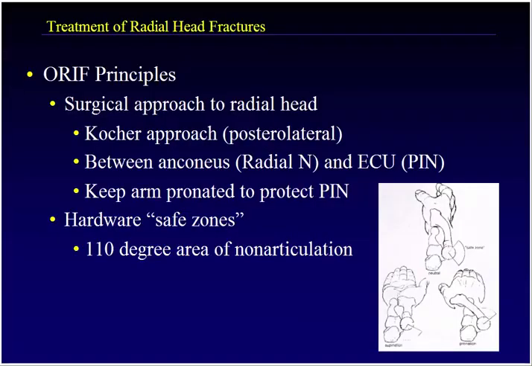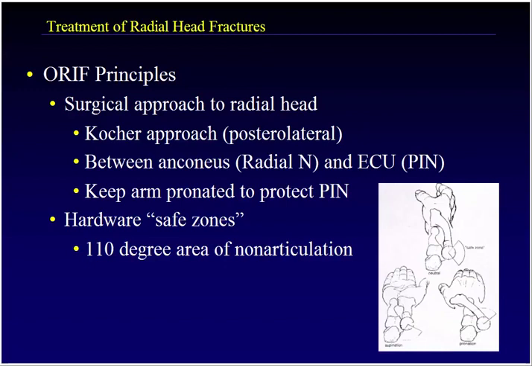So the surgical approach to the radial head is typically the Kocher approach, using the posterolateral. It goes between the anconeus, innervated by the radial nerve, and the extensor carpi ulnaris, innervated by the posterior interosseous nerve. You want to keep the arm pronated during your approach to protect the posterior interosseous nerve. And remember that you have to place your hardware within the so-called safe zone, which is basically a 110-degree arc of the radial head where it's safe to put your screws.